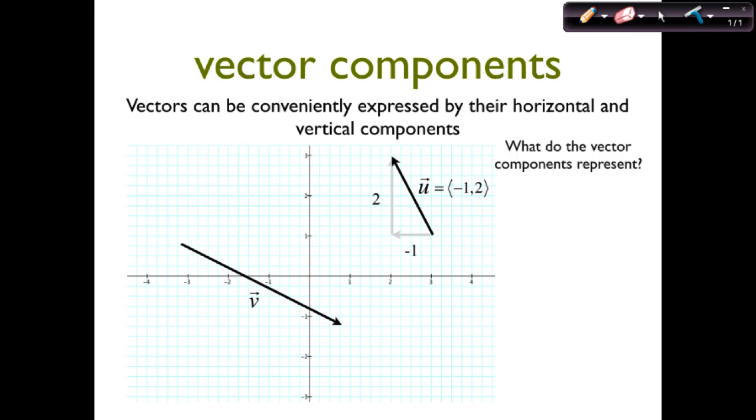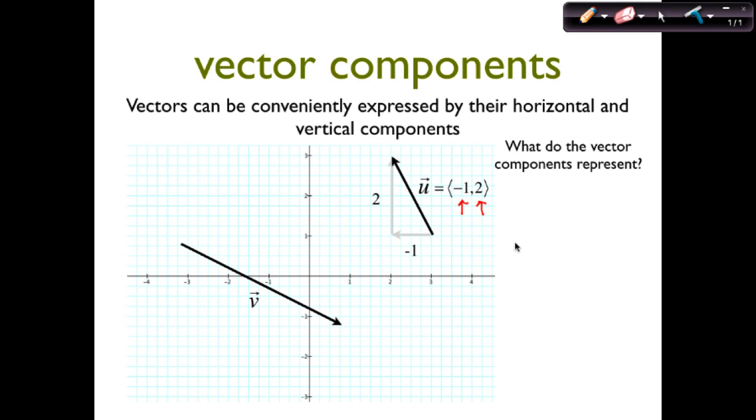So v would be, I'm not talking in alignment with my slide, sorry. So this is really important: what do those values represent for the vector u? How can we think of -1 in terms of the vector u, and 2 in terms of the vector u?